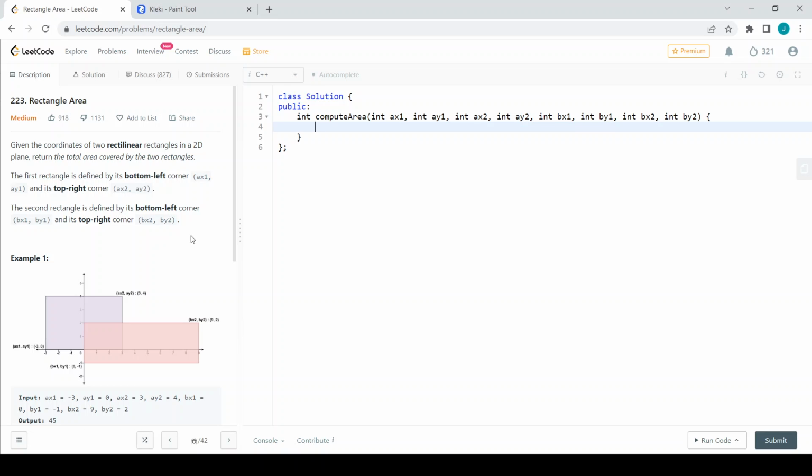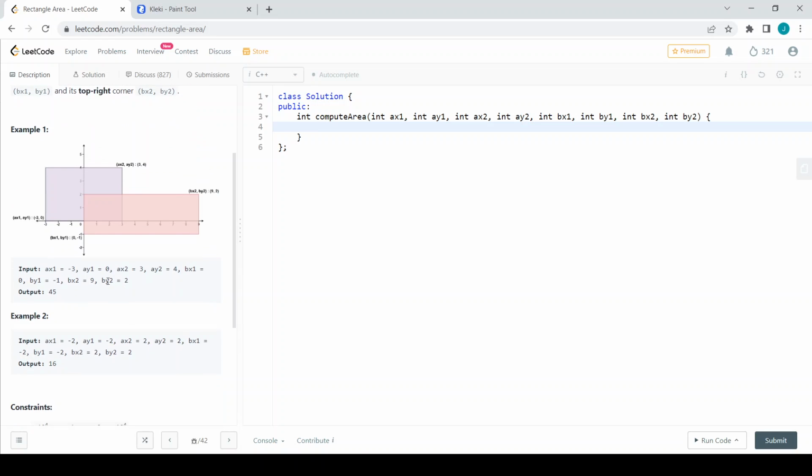The first rectangle is defined by its bottom left corner ax1 and ay1 and its top right corner ax2 and ay2, and the second rectangle is defined by its bottom left corner bx1 and by1 and its top right corner bx2 and by2. So these are the input values that are given, and we have to find the total area covered by these two rectangles.